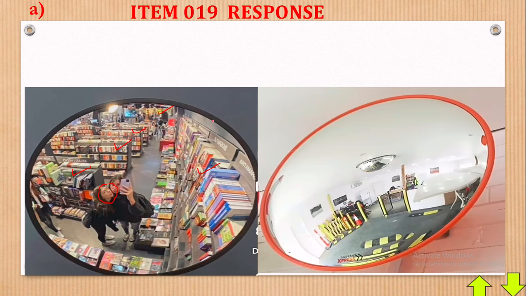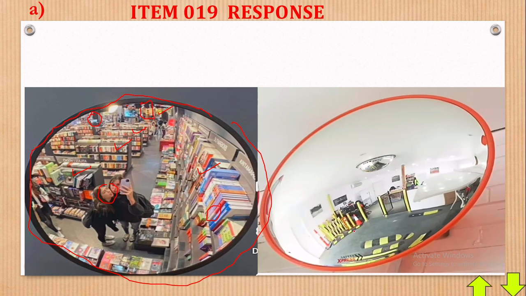Now this is our convex mirror right here. You see that the mirror can see the book which is near here, and also the books which are far away on the other side. I hope you can see that. That's what we mean by wide field of view.